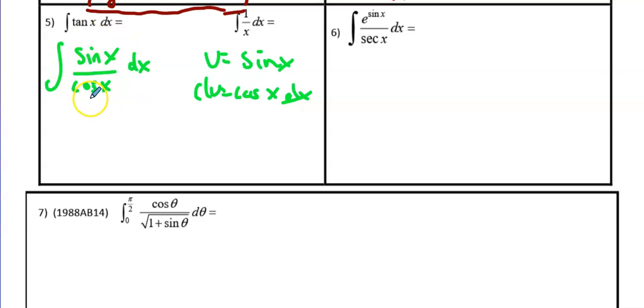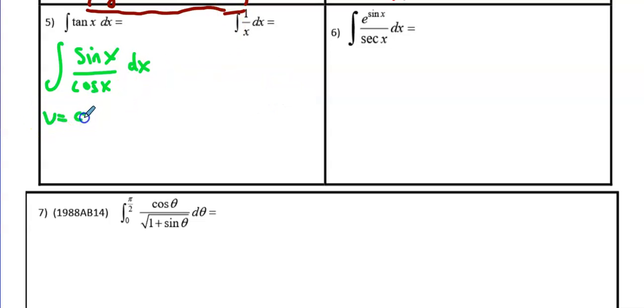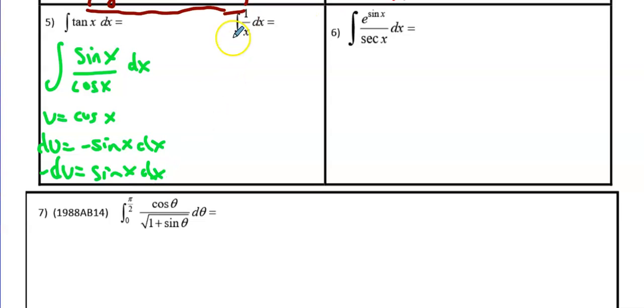I don't have cosine of x here. I have 1 over cosine of x. I've really got secant here. So that's why this is not the right way to do the problem. So let's make u equal to cosine of x. Well, the derivative of cosine of x is negative sine of x dx. And I have that right here, sine x dx. So all I have to do is pull out a negative, and then I'm left with what I want for my u. This is my du right here.